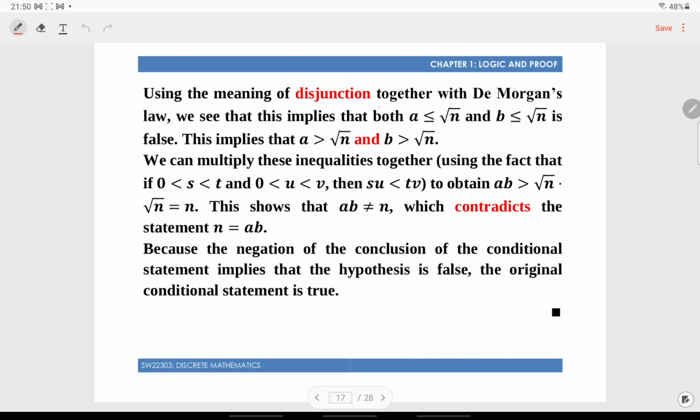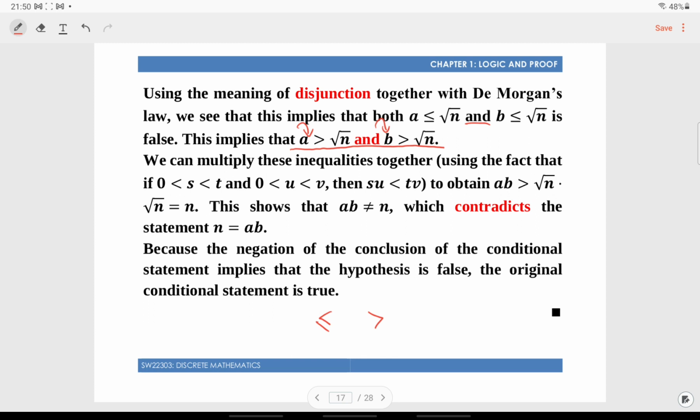Using the meaning of disjunction together with De Morgan's law, we see that this implies that both a less than or equal to square root of n and b less than or equal to square root of n are false. This implies that a is larger than square root of n and b is larger than square root of n. Previously, they were assumed to be less than or equal to, so the opposite is greater than. So the false statement for the original conclusion now becomes a greater than square root of n and b greater than square root of n.